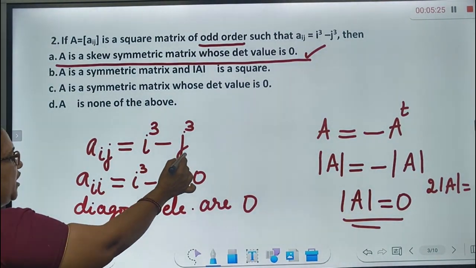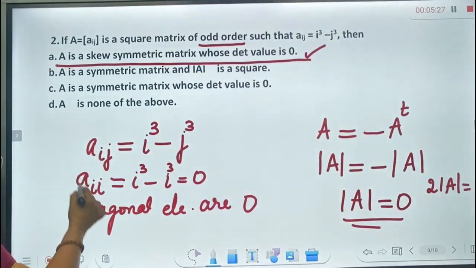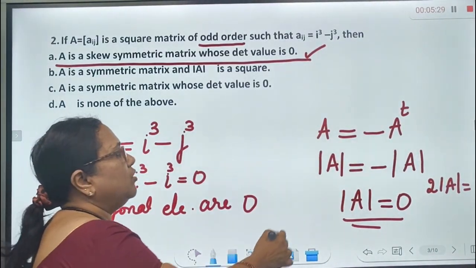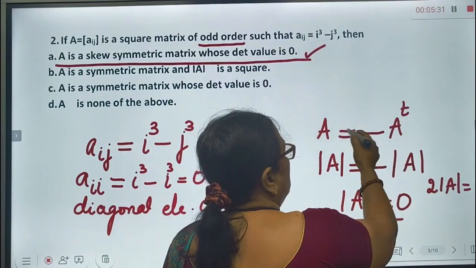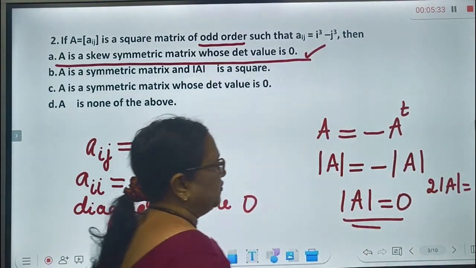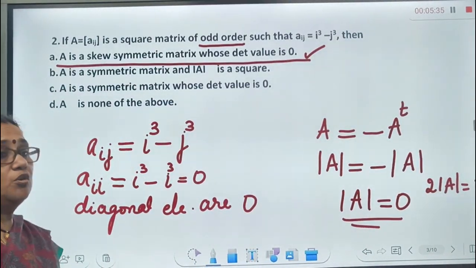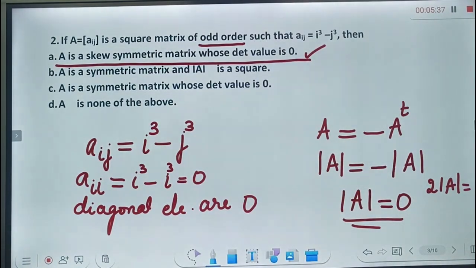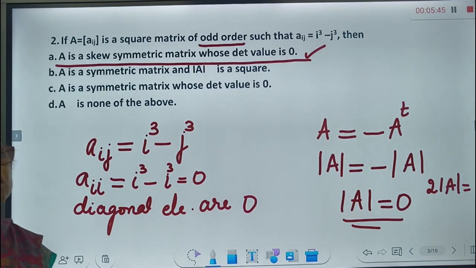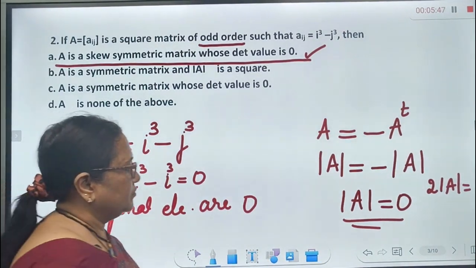Aij is i cube minus j cube. So if I find out the diagonal elements, they will all be 0. And since A is minus A transpose and determinant of A is minus determinant of A equal to 0, you can also remember this as a property that in a skew symmetric matrix, the diagonal elements are 0 and its determinant value is 0 if the square matrix is of odd order.